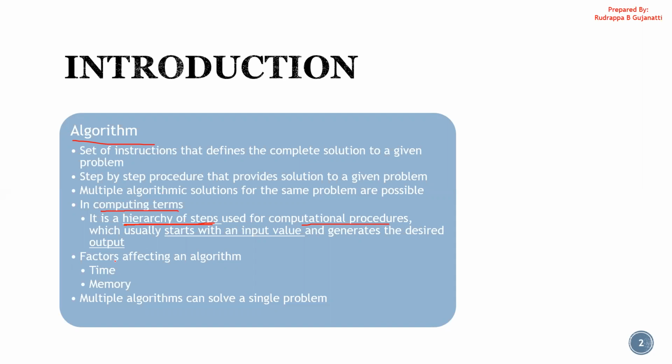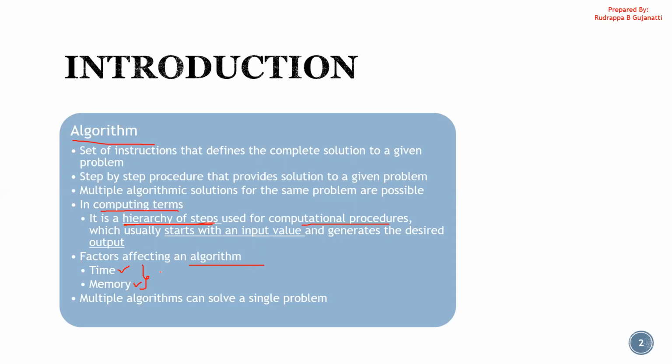Then what are the factors we have to look out for when we are considering an algorithmic solution? These are the two aspects we have to look at. What is the time required for the algorithm to execute and complete its execution and obtain the solution? That is one aspect. And what is the memory required for an algorithm to complete its entire execution and provide the solution?